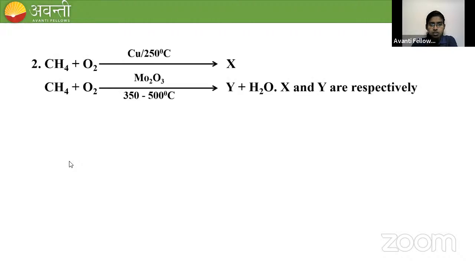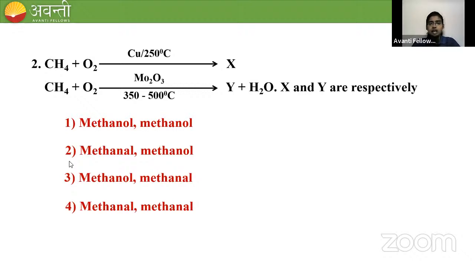The question is on the screen. Two different reactions are given to you, and we have to find out X and Y. Got it? This reaction you might have studied under the controlled oxidation of alkanes. In the first reaction, methane is reacting with oxygen in the presence of copper metal and heat. Copper metal will convert the alkane to alcohol.